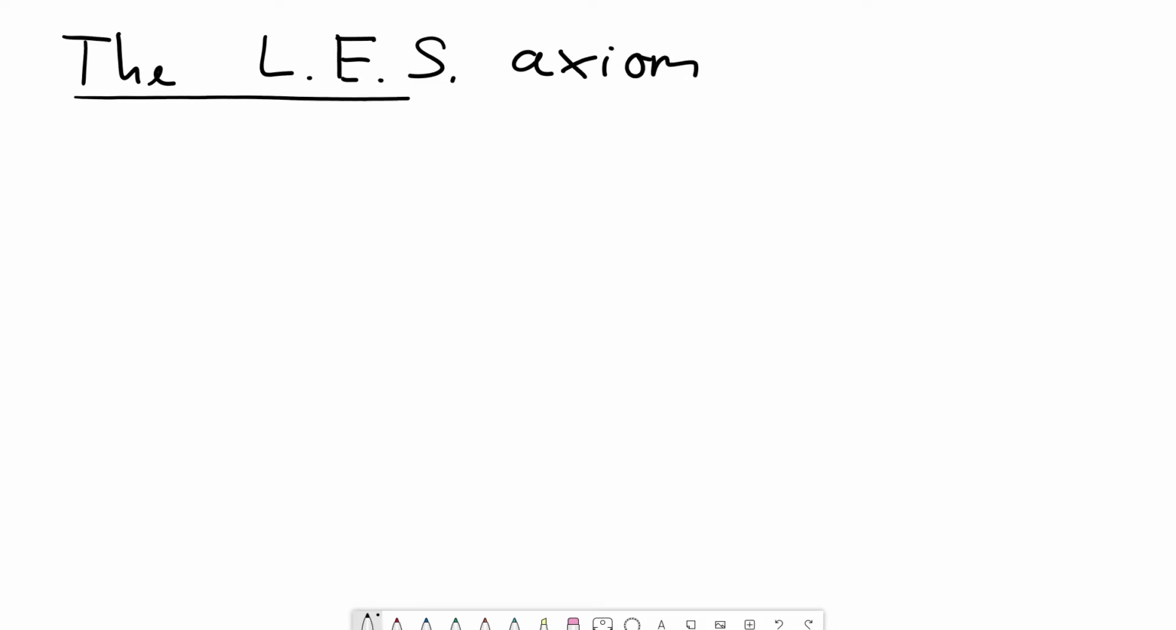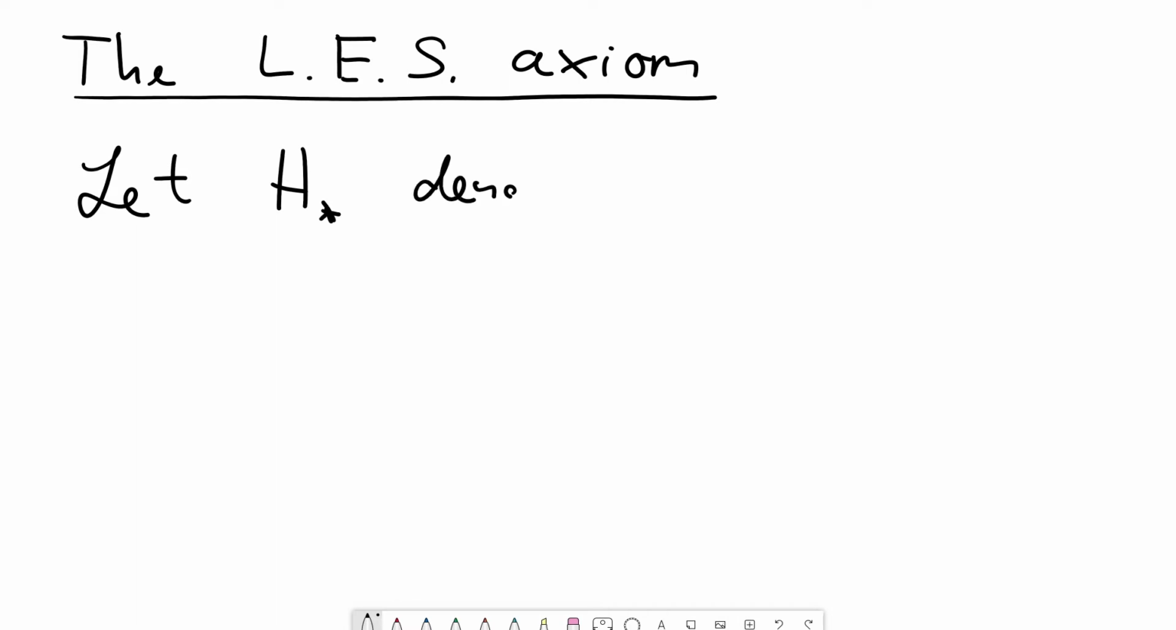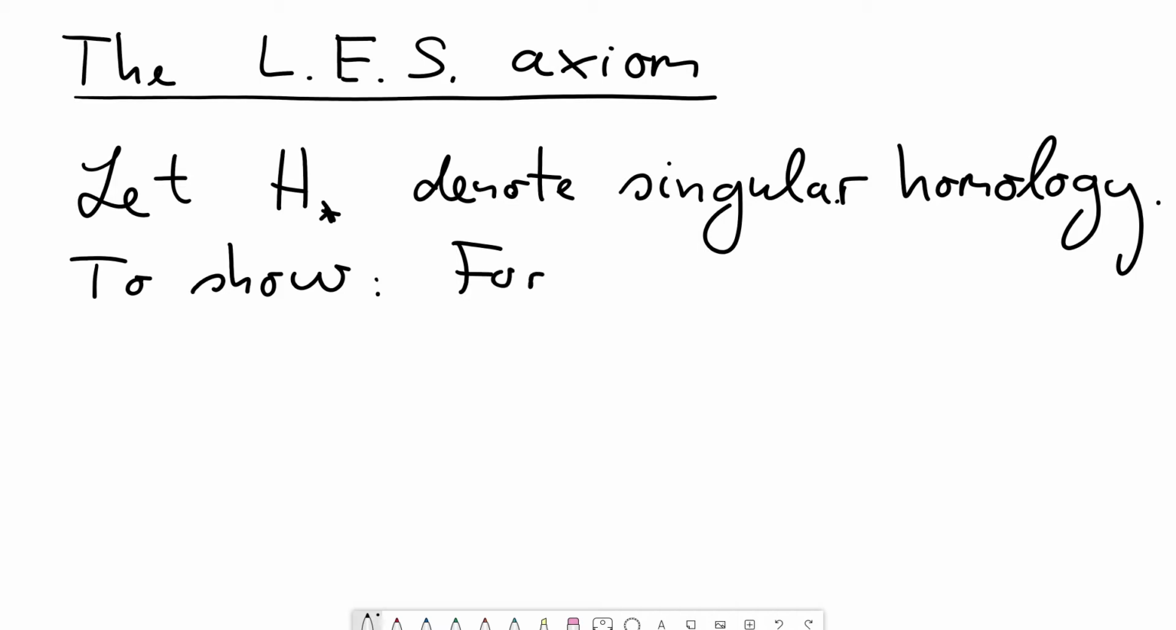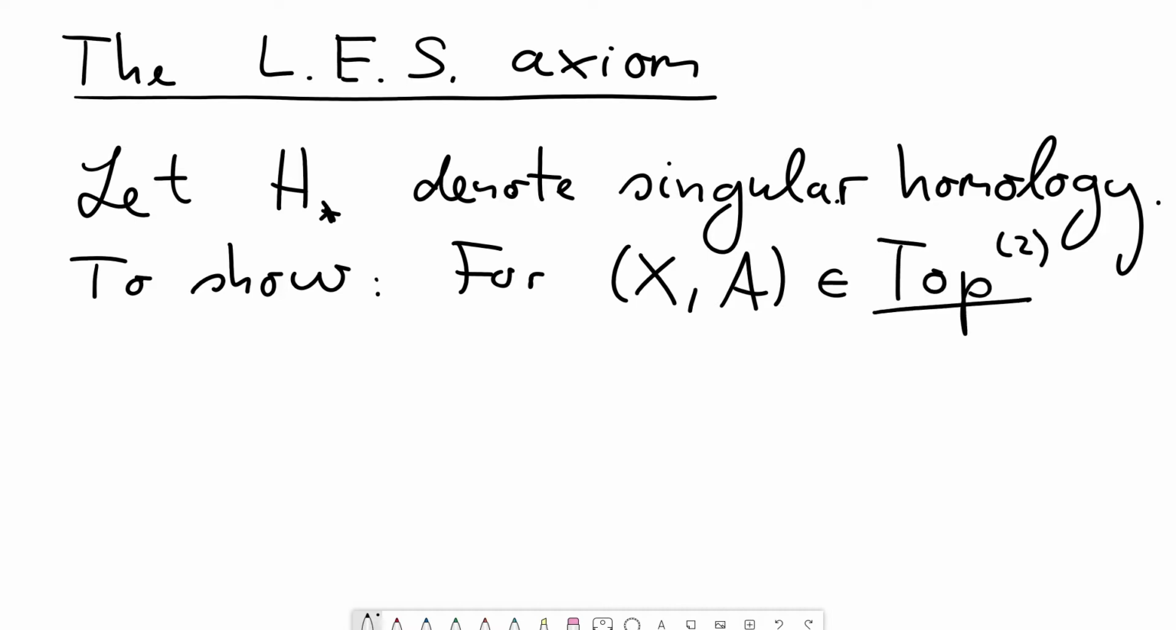And we will now denote by big H singular homology. So let H star denote singular homology. And what we have to show in order to see that the axiom is satisfied is the following. For every pair of spaces, so for every object (X, A) in the category Top 2, we have a natural long exact sequence.